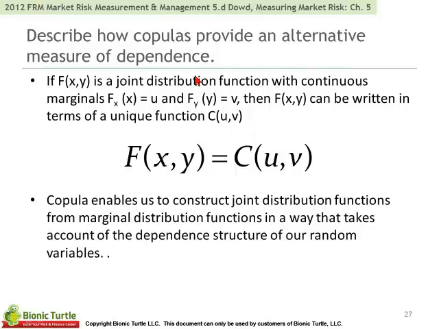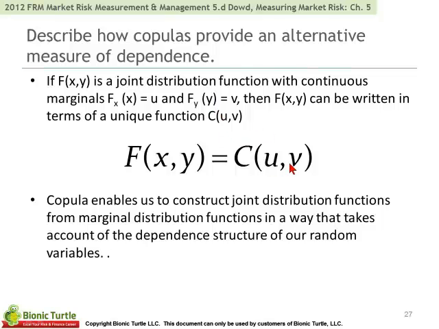So what does a copula do? Well, if F(x,y) is a joint distribution function with continuous marginals, so here we have these marginal or unconditional distributions, F of x equals u and F of y equals v. These are the marginal cumulative distribution functions that we're used to dealing with. We're dealing with single variable cumulative distribution functions here, but we have two of them.